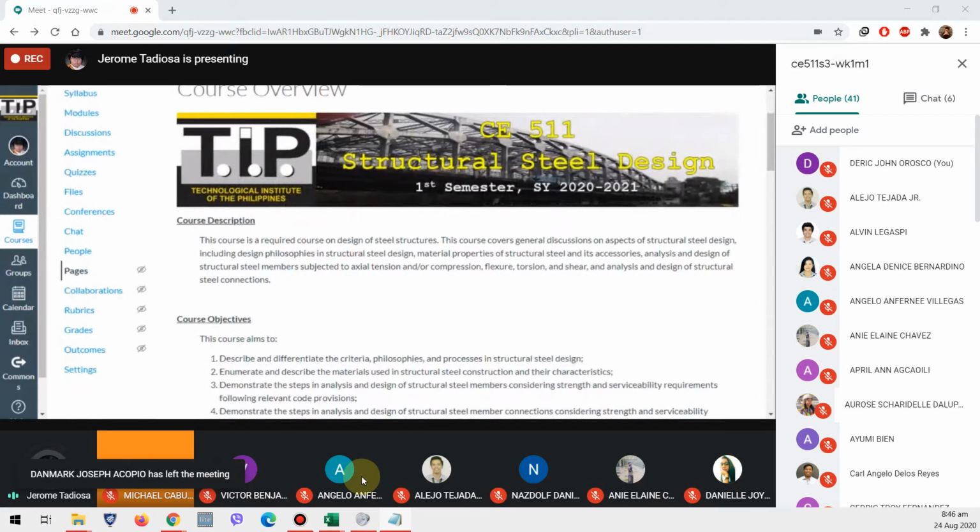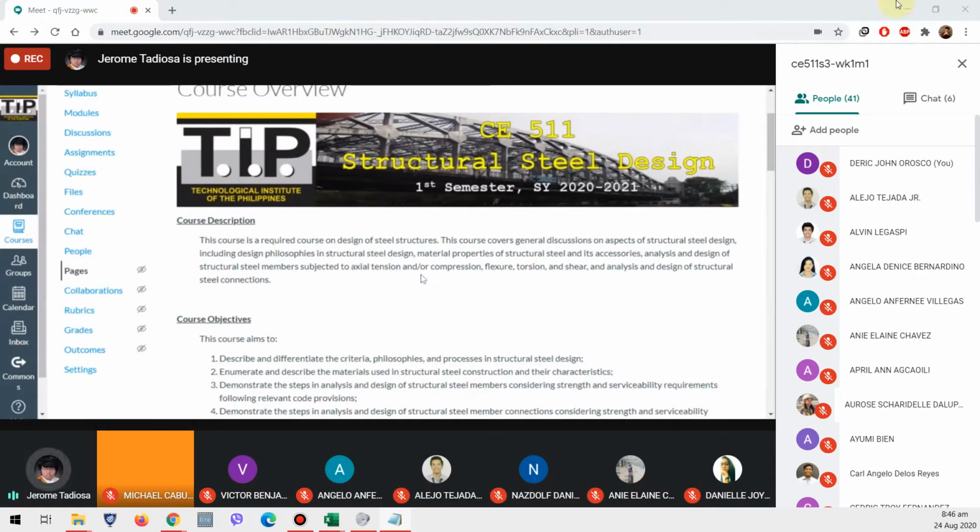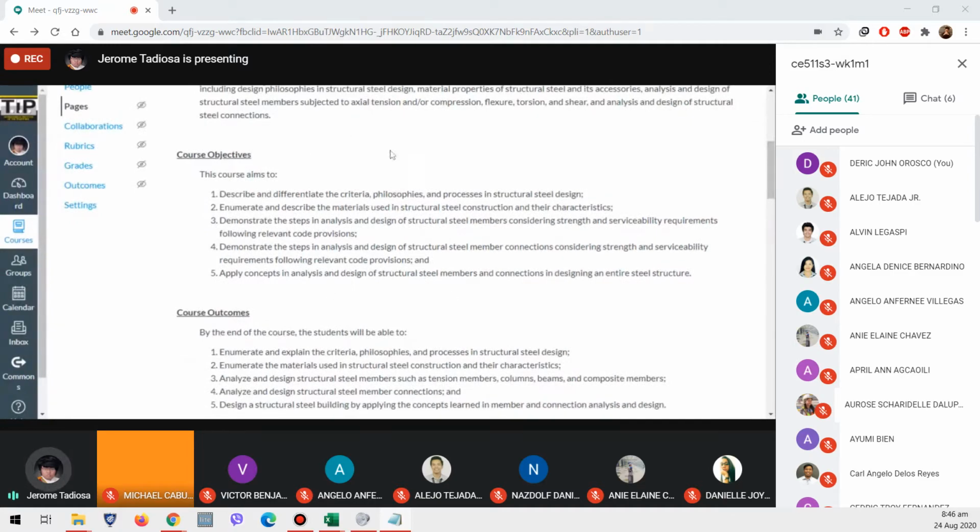So first, about the course. I have already read this earlier on our homepage, which is the same. Our course objective: this course aims first to describe and differentiate the criteria, philosophies, and processes in structural steel design. If you have already taken a design course, for example reinforced concrete, you might be familiar with the general process of structural design, although we will still be discussing it here on Wednesday.